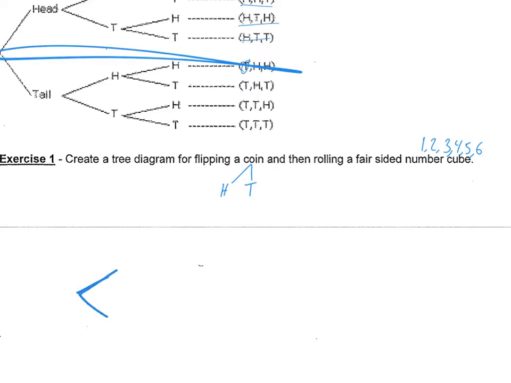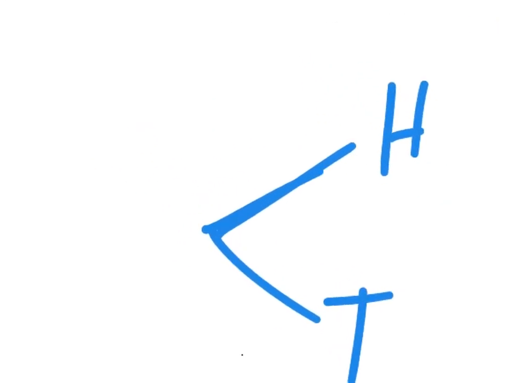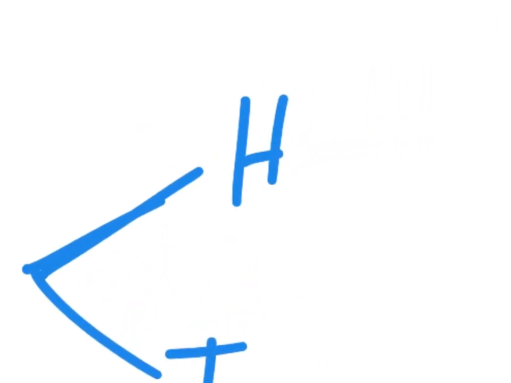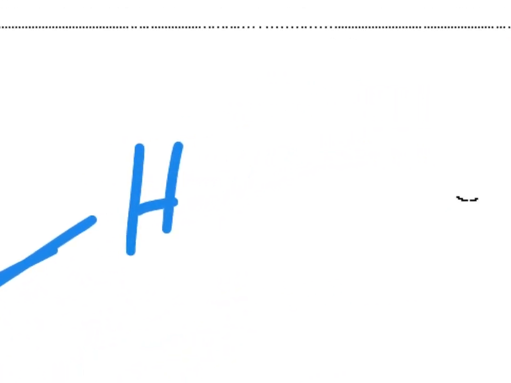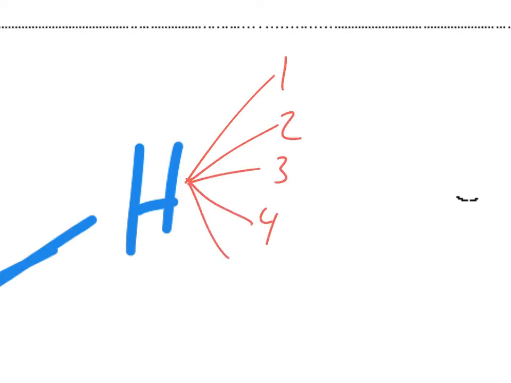I'm either going to get heads or I'm going to get tails. I don't do any more flips after that. Let's say I got heads this first time. Well, now I've got to roll my number cube. If I roll my number cube, I'm either going to get a 1, a 2, a 3, a 4, a 5, or a 6.